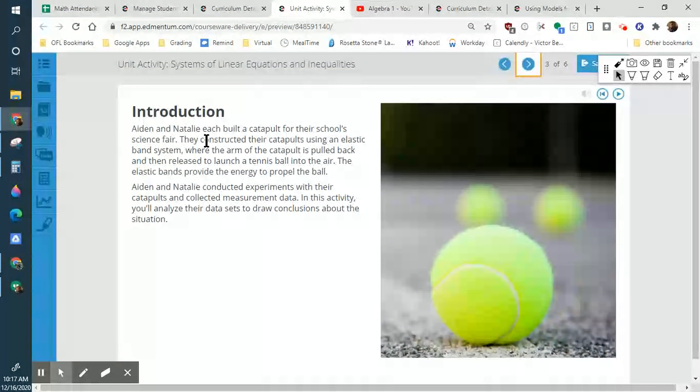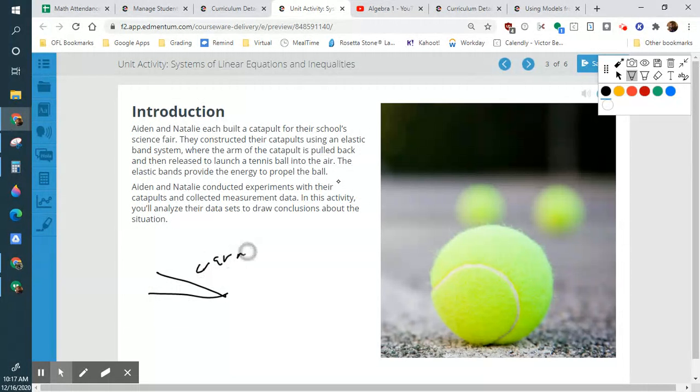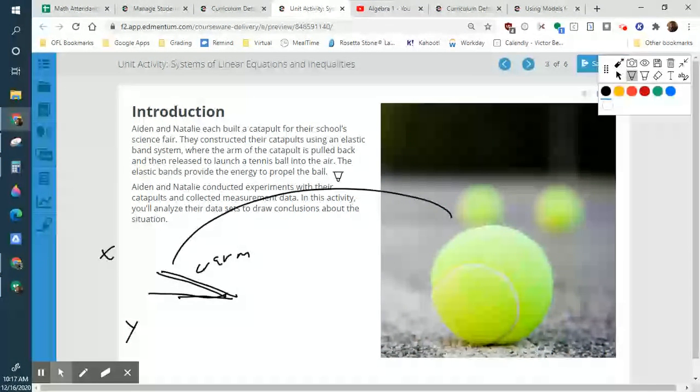In this, we're going to be talking about Aiden and Natalie, and they're going to create these catapults. These catapults involve the arm, so how long the arm is, and that's going to be our x value. This is going to be our independent variable. We don't know how long they want to make their arm. Our dependent variable is going to be y. It's going to be how far the ball travels.